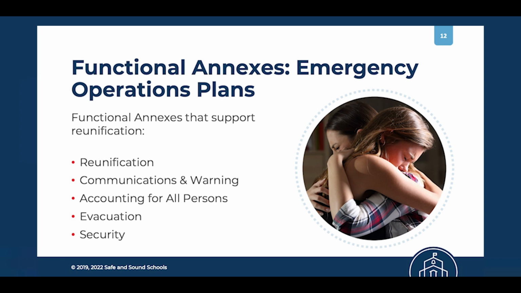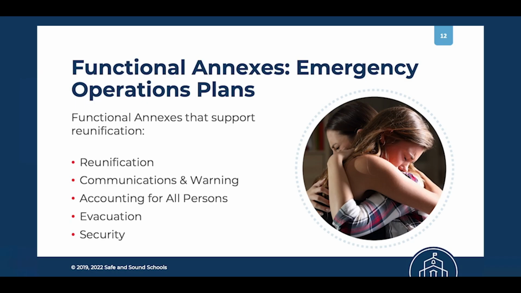Accounting for all persons, that means do we know who is in the building on the campus? Do we know everyone's whereabouts? Evacuation, naturally, and of course, security. So these are the 5 critical annexes that are going to come into play as we talk about reunification today. When we sit down to plan, there are some essential rules of the road, if you will, that can be really helpful for us to consider.